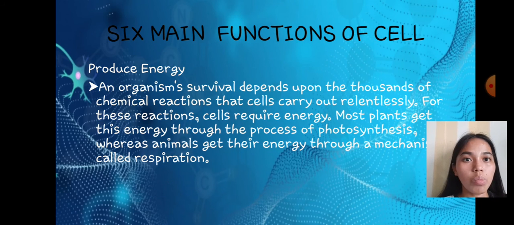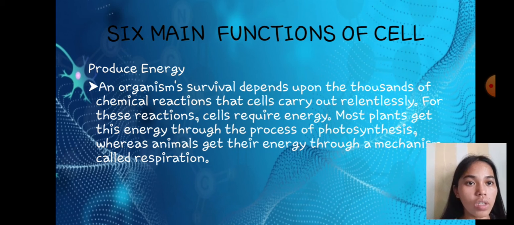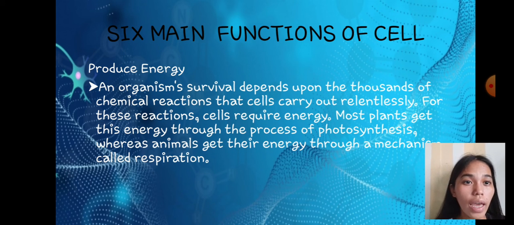Next is produce energy. An organism's survival depends upon the thousands of chemical reactions that cells carry out relentlessly. For these reactions, cells require energy. Most plants get this energy through the process of photosynthesis, whereas animals get their energy through the mechanism called respiration.